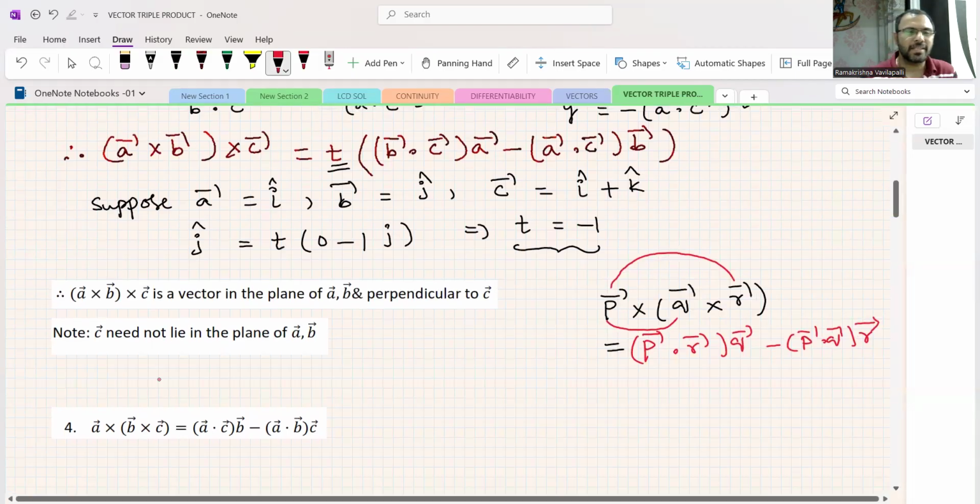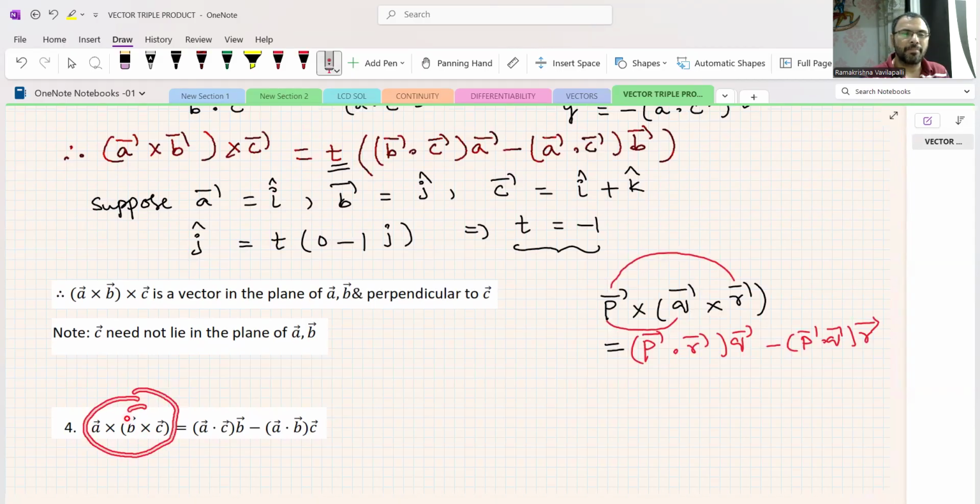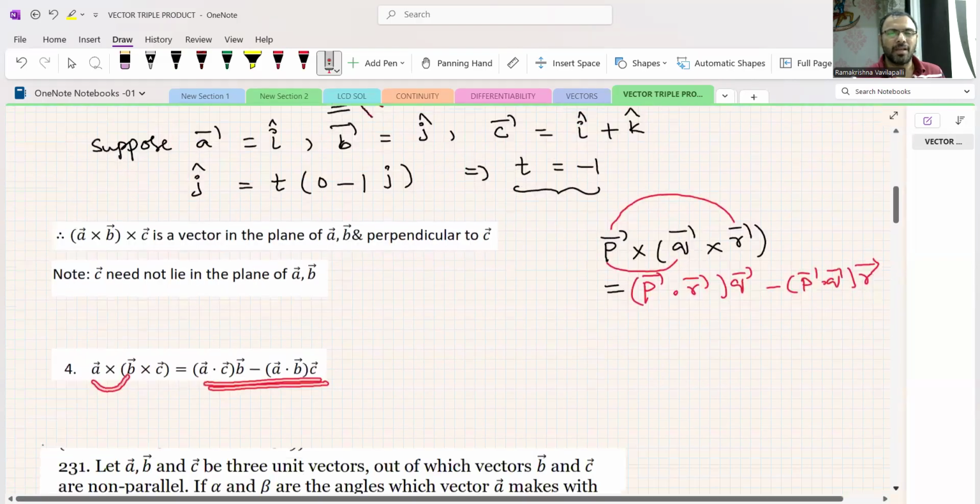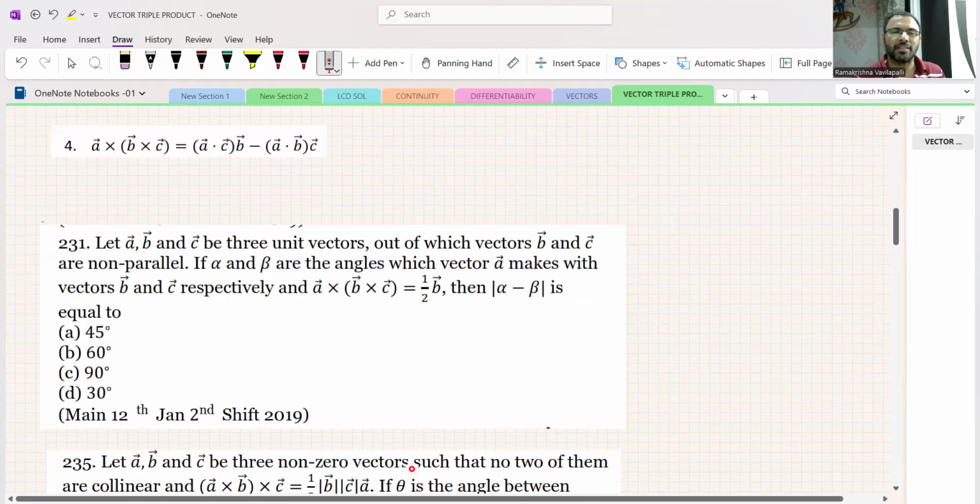Here you see how to do A bar cross B bar cross C. This vector should lie in the plane of B and C. Wherever the bracket is there in a triple product, that vector will lie in the plane of those vectors. So you write A dot C into B bar minus A dot B into C bar. Listen carefully. Now I will do a few questions based on this fact.